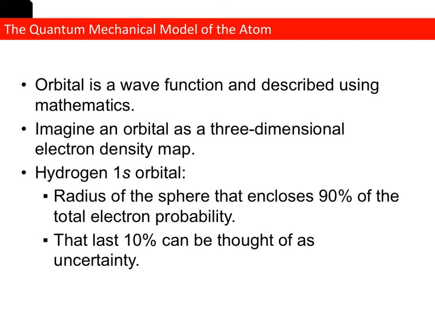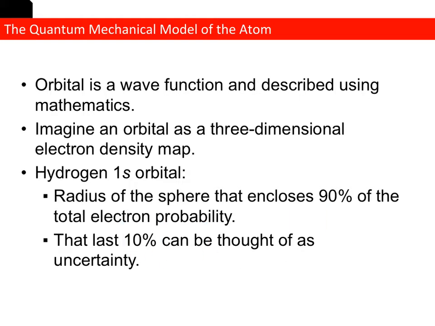or where it's most likely to be found. That doesn't mean that the electron can't travel outside of its orbital. In fact, there's a calculated probability that it does. That probability is 10%, but there's a 90% chance that the electron is found within the orbital. And that's what an orbital is. It's an area of electron probability.